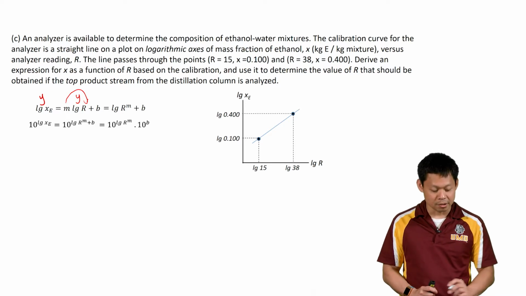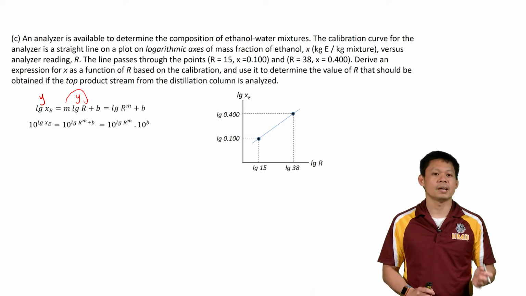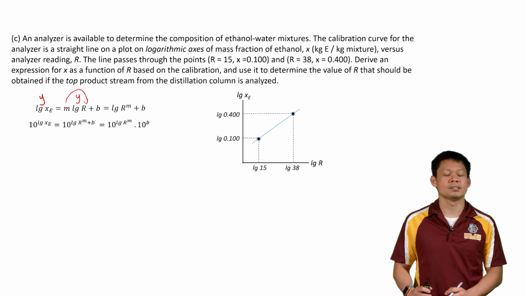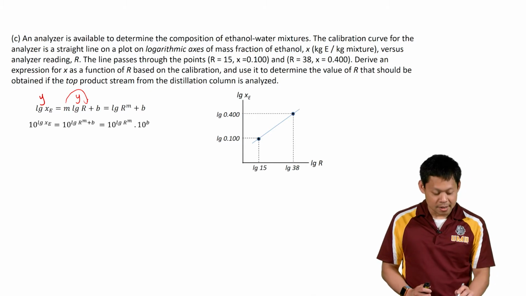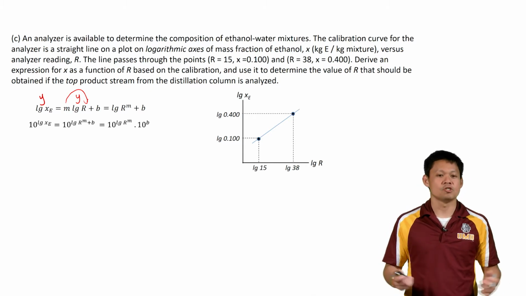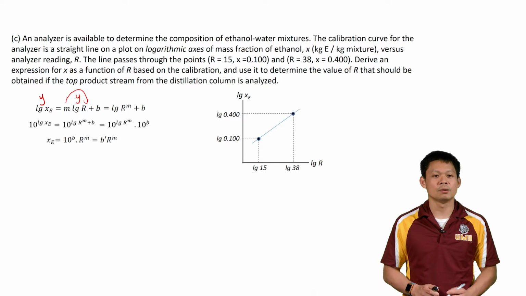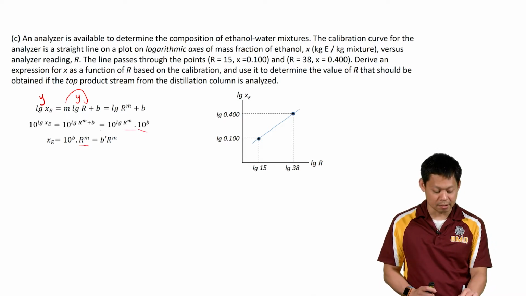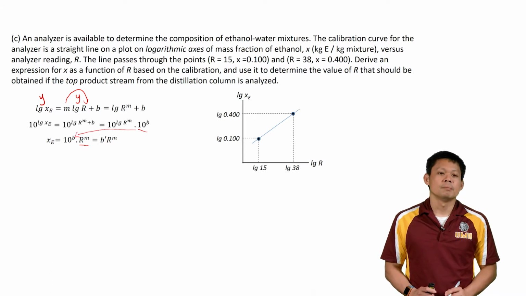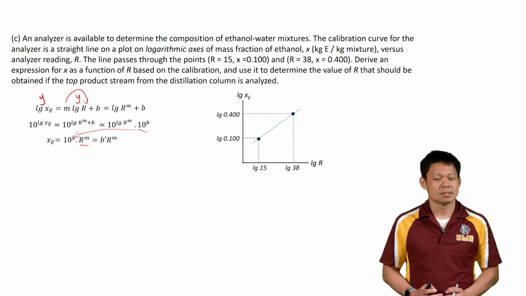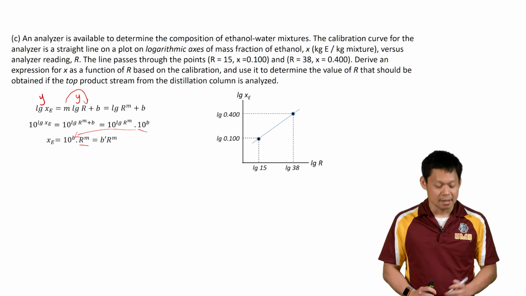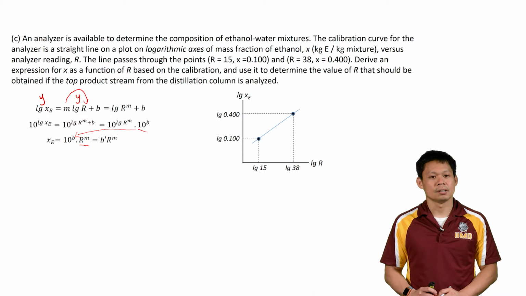I'm going to use one of the rules, which is 10 to the power of a plus b equals 10 to the power of a times 10 to the power of b. So I'm able to split up the right-hand side in such a fashion. Then 10 to the power of a log is just that function itself. So that just gives us our R^m, and we keep the 10 to the power of b. We know that b is a constant, so 10 to the power of b is just another constant, and we can call it b prime. And here is our calibration equation.